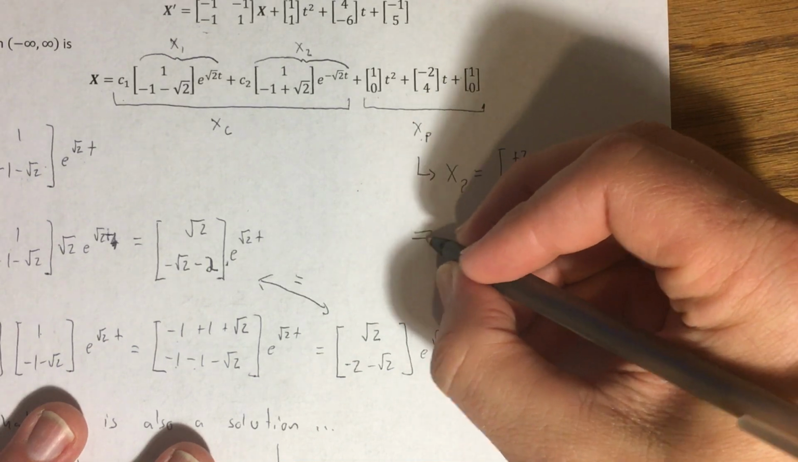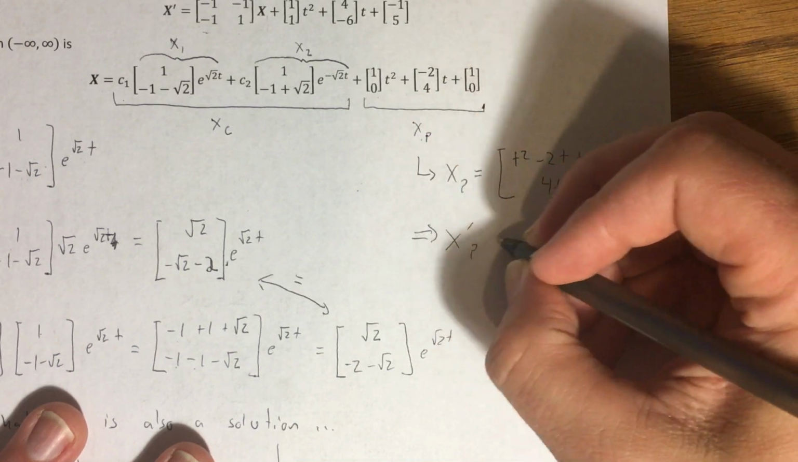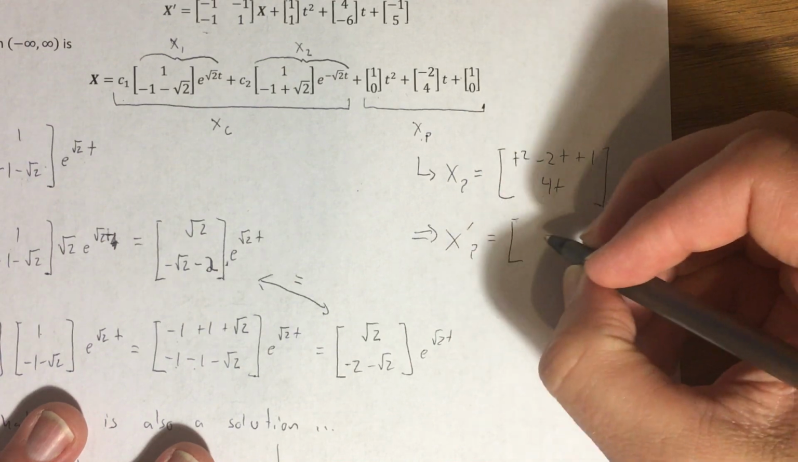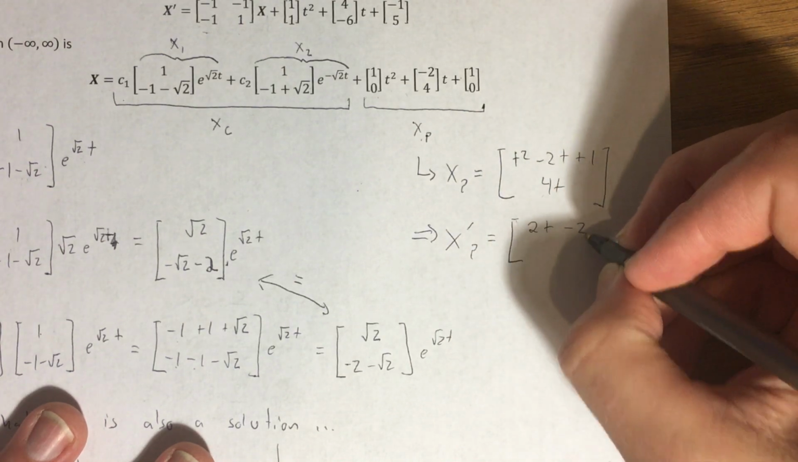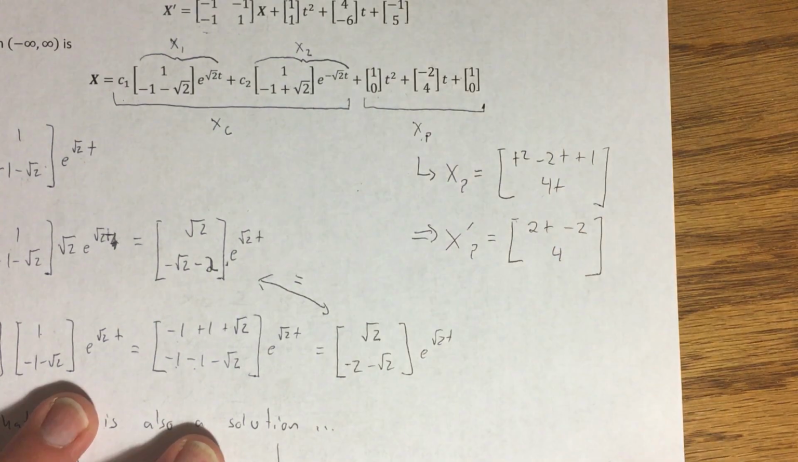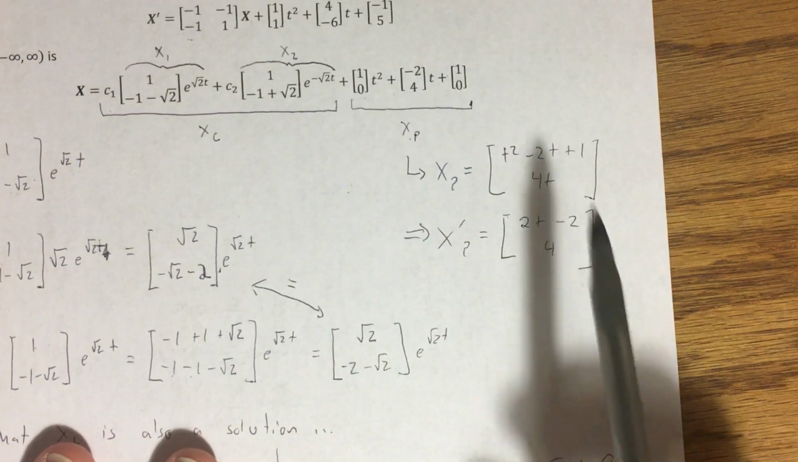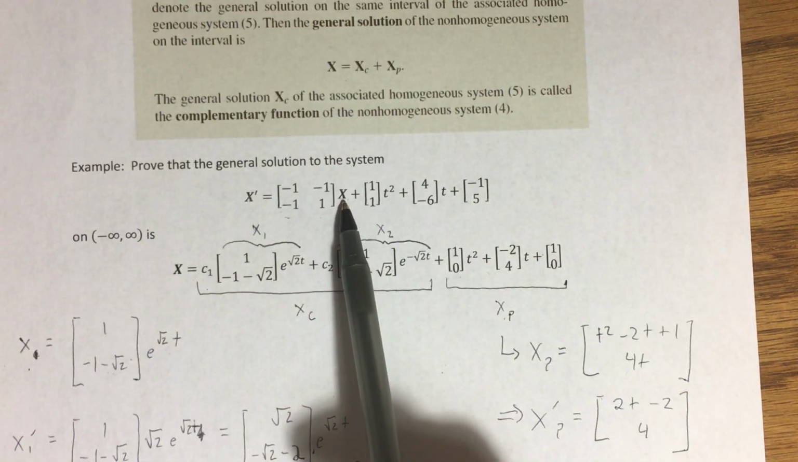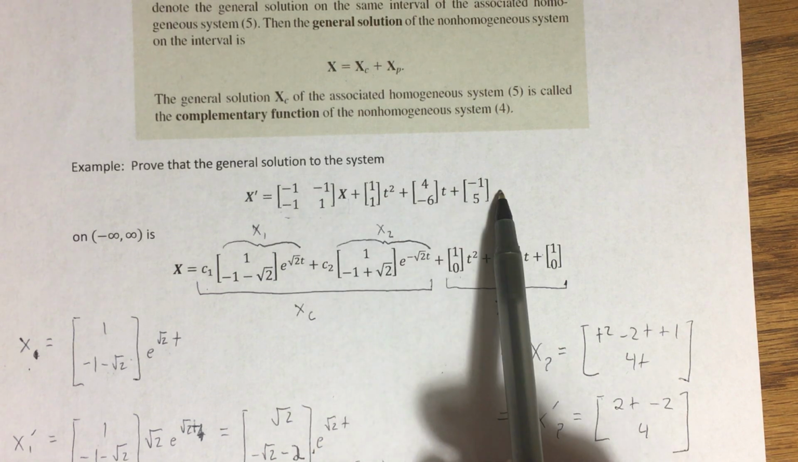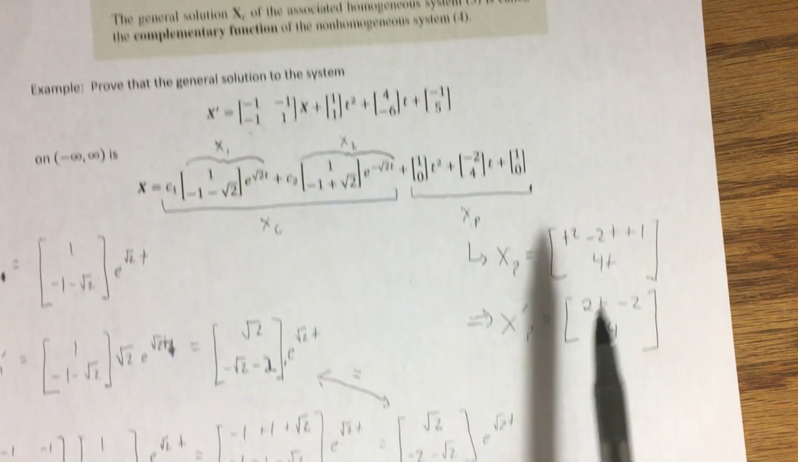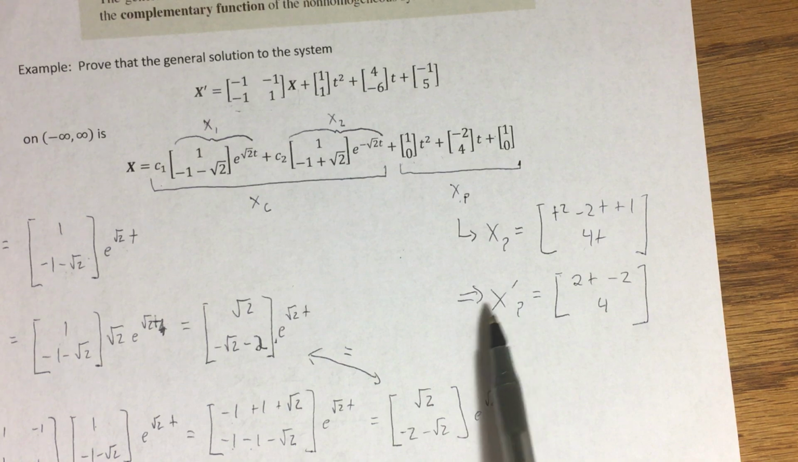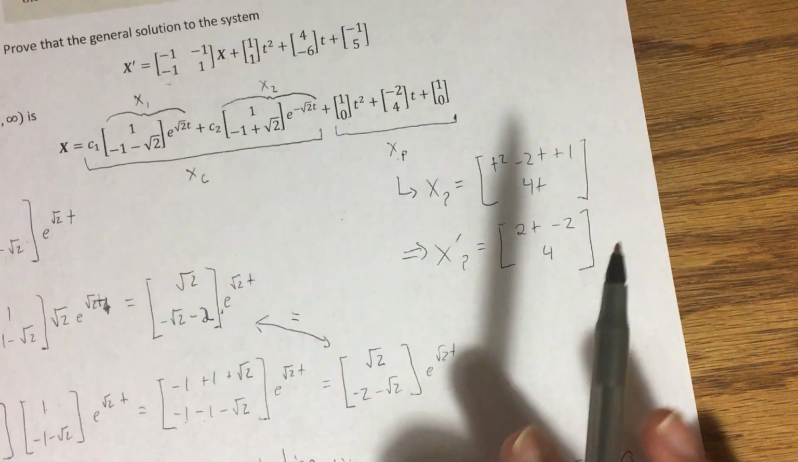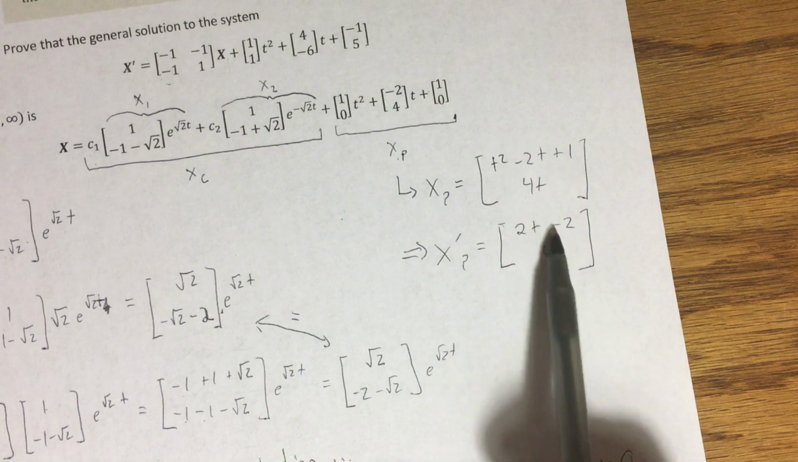Okay? That implies that x_p prime is equal to 2t minus 2 in the first entry, 4 in the second entry. So what I'm going to do is plug this matrix in right here for x, work all of this out, and show that it's equal to the derivative of that, x_p prime. Now I don't have room on this page, so I'm going to jump to another page to do that, but just remember what those matrices look like. Okay, so we're going to do that right here.